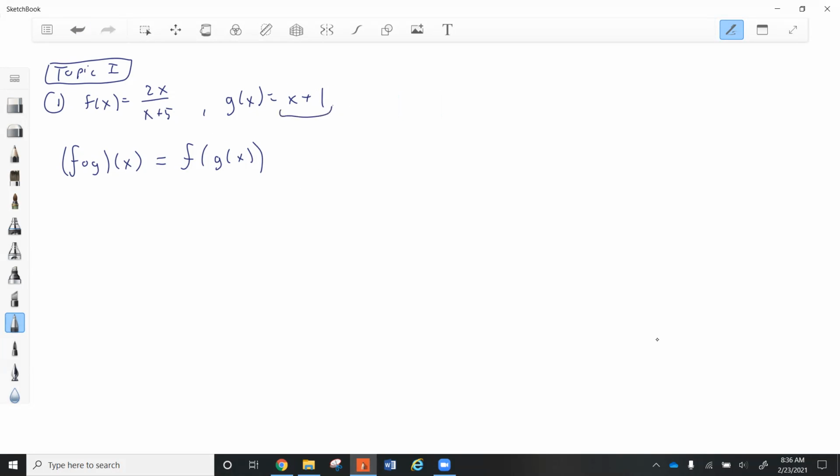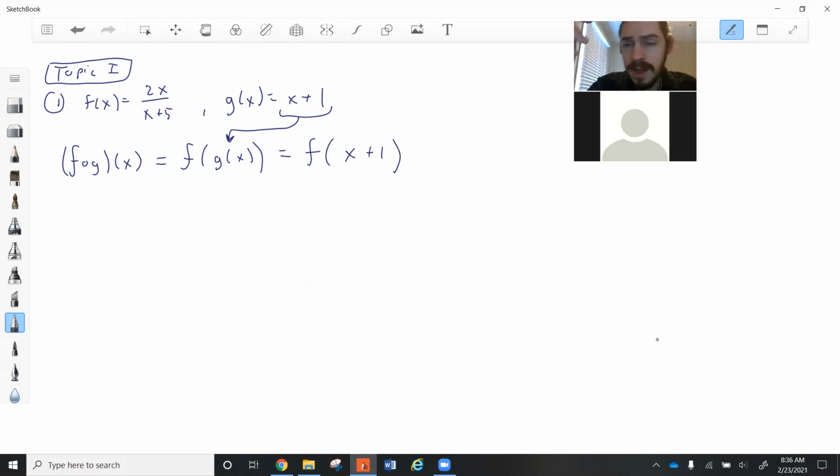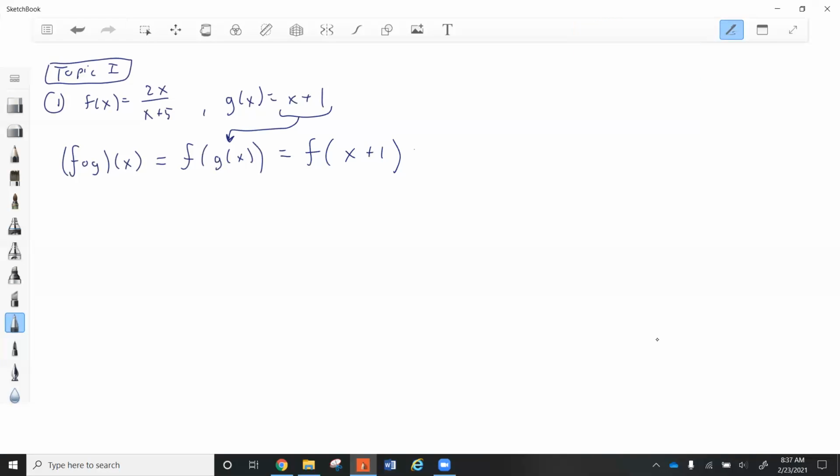So the x plus 1 is going to go inside the f. That's what we're going to have inside f. So this becomes f of x plus 1. The whole idea of composition is to put one function inside the other. So essentially now we're evaluating our f function with x plus 1 as its input. And remember, that means we write out the f function, which is 2 times blank divided by blank plus 5.